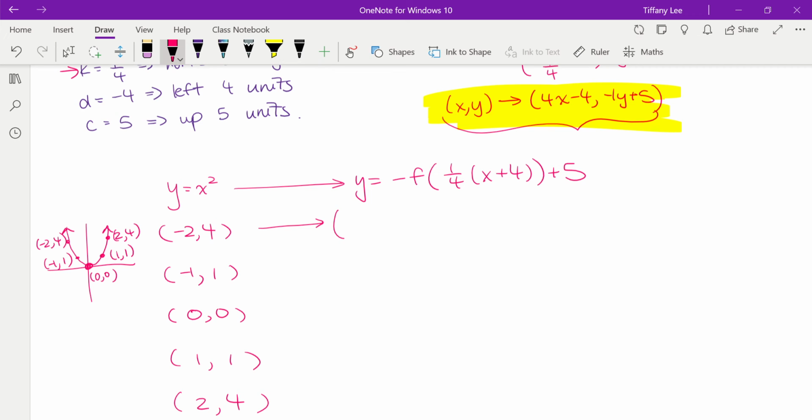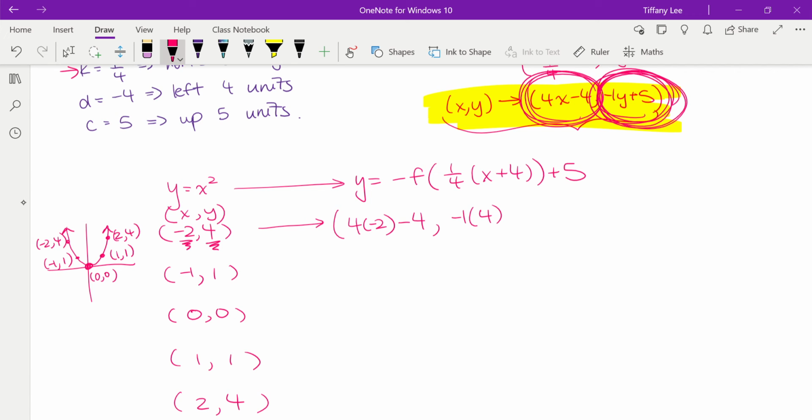So my mapping rule equation is 4x minus 4, right? So I'm going to do 4, and then instead of x, my x is negative 2. You're just going to use your original x and y coordinates and plug them into your mapping rule equation. So 4 times negative 2 minus 4, and then take a look at your mapping rule, that's negative 1 times y plus 5, so that's going to be negative 1 times, for y you're going to plug in 4 plus 5.